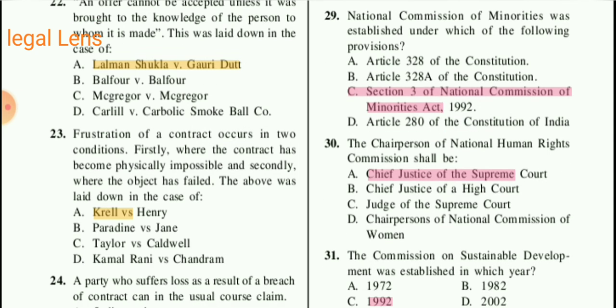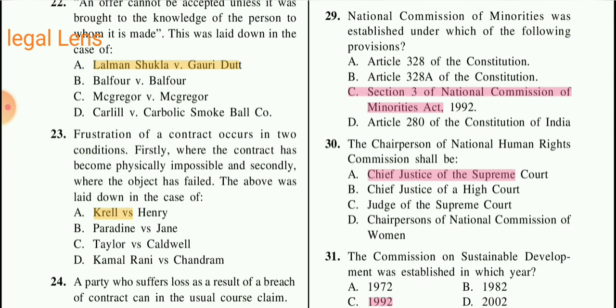Then frustration of contract occurs in two conditions. First, where the contract has become physically impossible, and secondly, where the object has failed. The above was laid down in the case of Krell versus Henry.